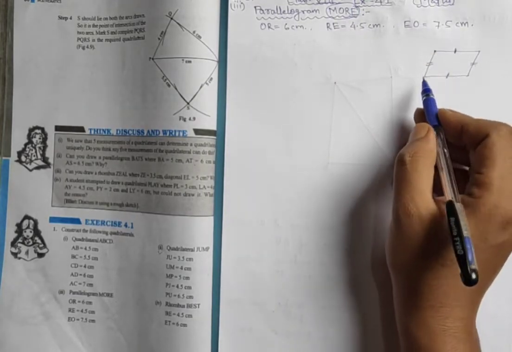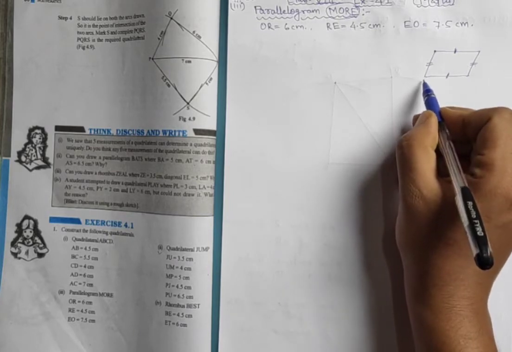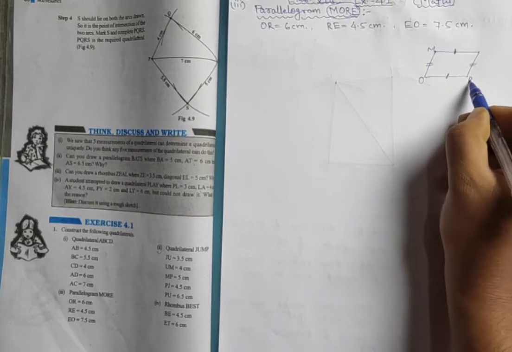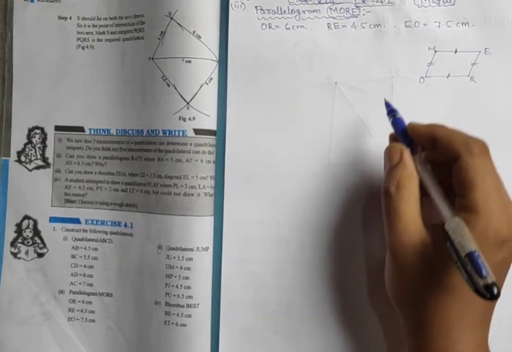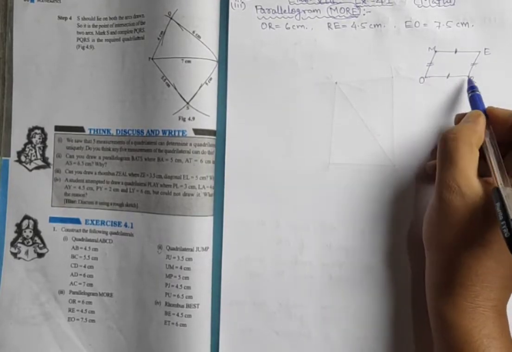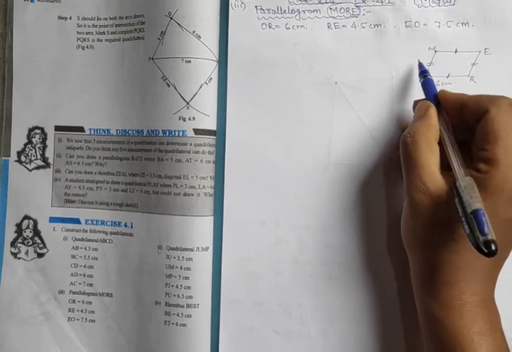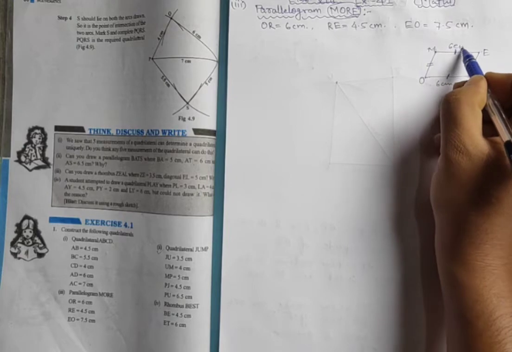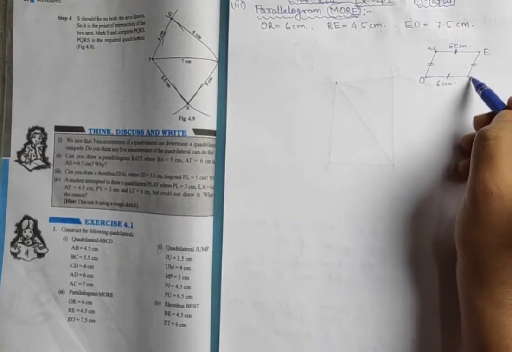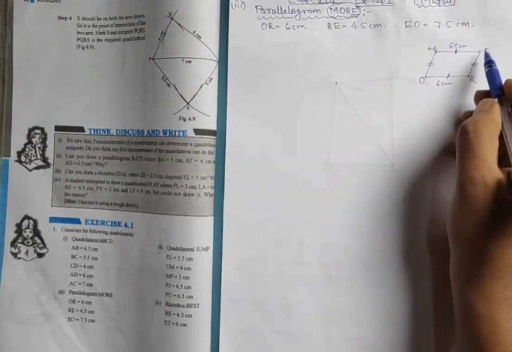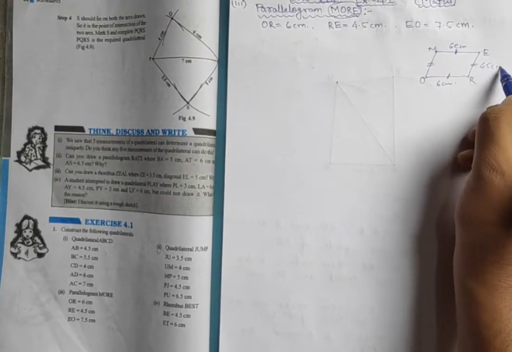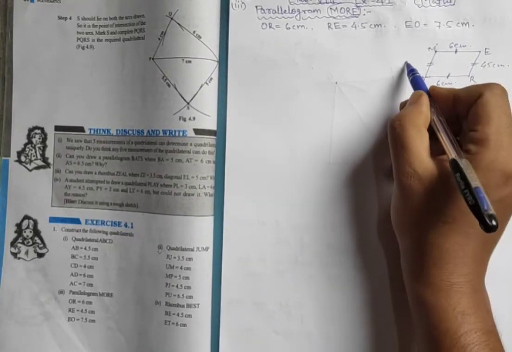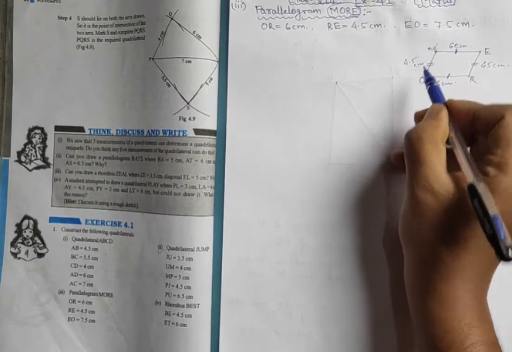So here suppose that MORE is a parallelogram where OR equal to 6 centimeter. So its opposite side ME is also equal to 6 centimeter, and RE, that means this one, is 4.5 centimeter. So this one is 4.5 centimeter. That means OM, which is opposite to RE, is also 4.5 centimeter.